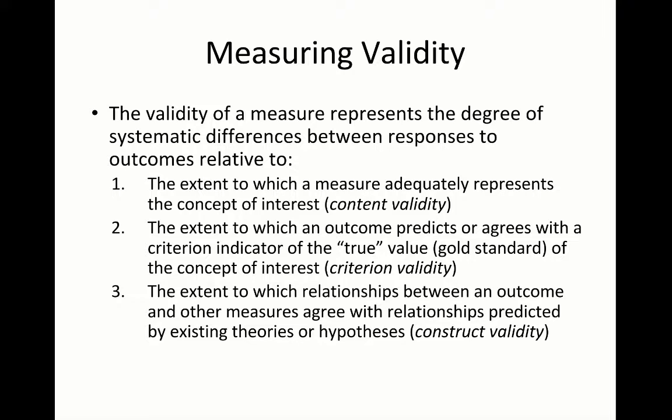The validity of a measure represents the degree of systematic differences between responses to outcomes relative to 1. The extent to which a measure adequately represents the concept of interest. This is known as content validity. 2. The extent to which an outcome predicts or agrees with the criterion indicator of the true value, a gold standard, of the concept of interest. This is known as criterion validity. And 3. The extent to which relationships between the outcome and other measures agree with relationships predicted by existing theories or hypotheses. And this is known as construct validity.